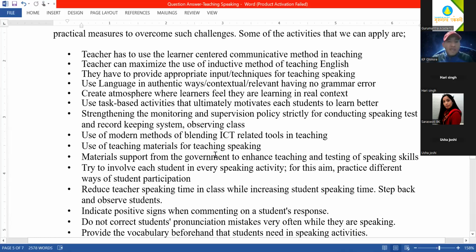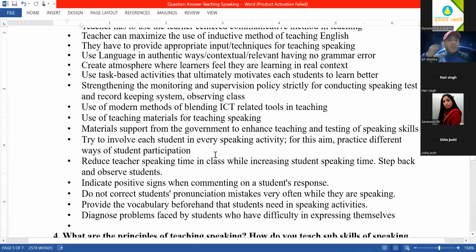Use of modern methods, blending ICT-related tools in language teaching, is necessary. So use different teaching materials, those materials which we mentioned above, and practical kinds of teaching must be adopted. Use of modern methods blending ICT material, with support from the government to enhance it. Different materials should be adopted, and teaching and speaking should be applied.